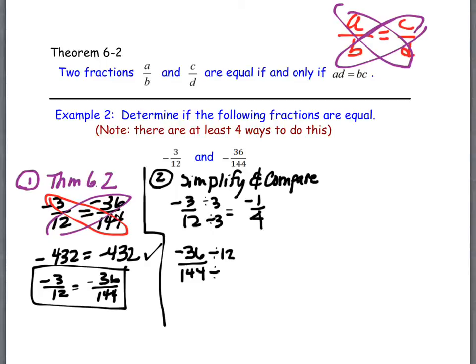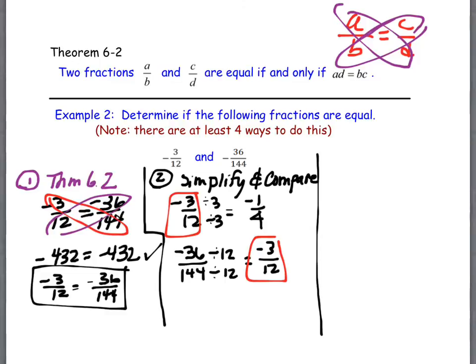So if I divide them both by 12, 36 divided by 12 is? 3. Yes. And 144 divided by 12? 12. Now, you could actually stop here if you want because you're to the point where you got where the other one was. You know, this is also going to become 1/4. Okay, so simplifying and comparing is another very viable choice, especially if you already know what they simplify to or can see something that simplifies very quickly.